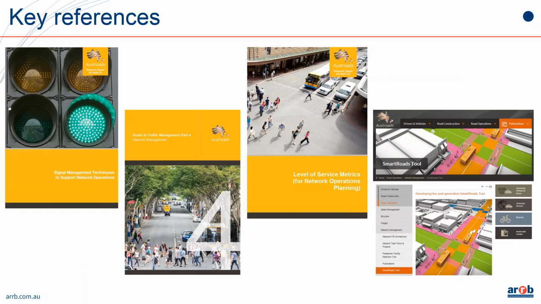The key references involved in this webinar are the following. The first one is the one published in 2015 and also its research report entitled Signal Management Techniques to Support Network Operations Planning, which are the main source of information of this webinar. The Guide to Traffic Management Part 4, Network Management, deals with the network operations planning, movement and place framework, and level of service. The third one is a 2015 report which looks specifically at the level of service metrics that are suitable for network operations planning. And there is also an online resource from the SmartRoads website called the SmartRoads tool, which is a relevant tool to be used in the application of network operations planning.